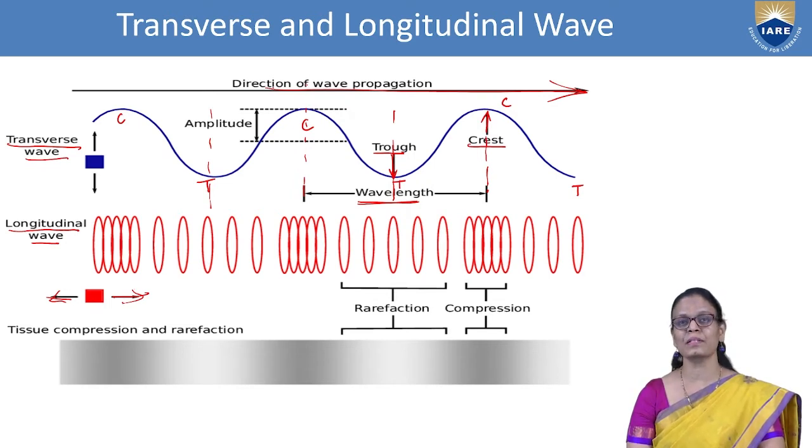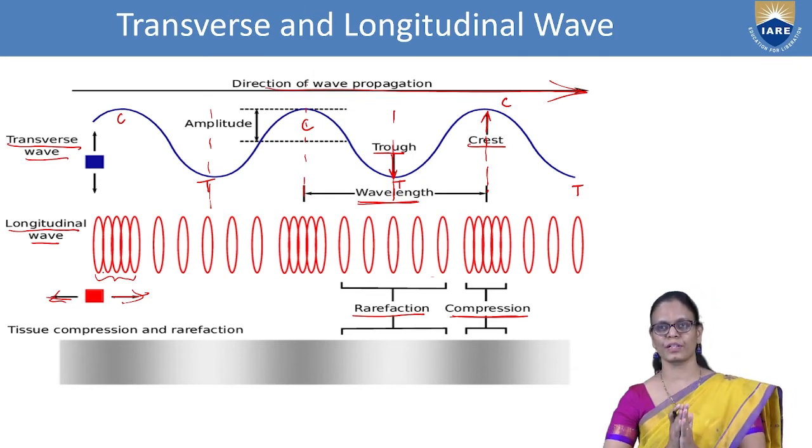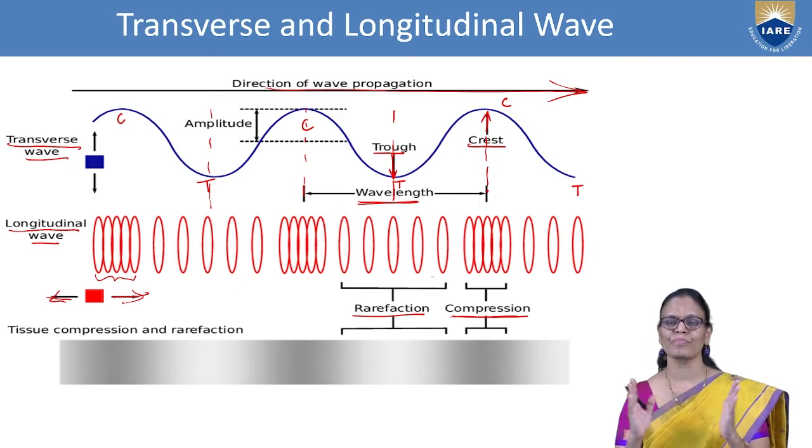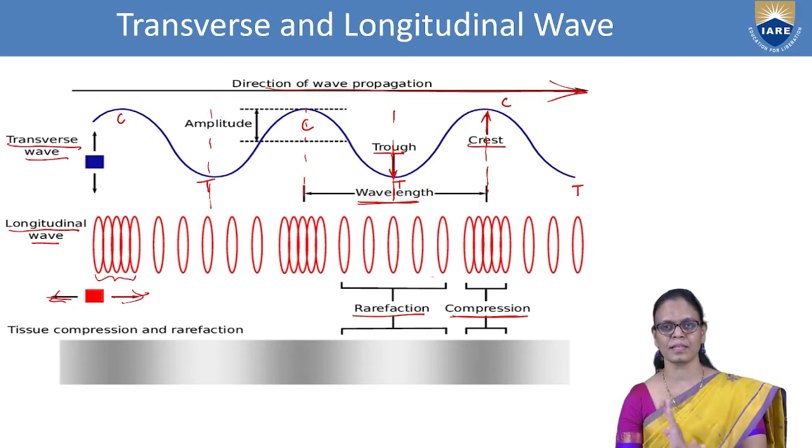When this happens, what we are observing is that at some positions the particles come closer together, and at some regions they are apart. Where they are apart, we call it rarefaction. And where they come closer, we call it a compression. So compressions are regions in the wave where the particles are closer together, and in rarefaction they are away from each other or separated.